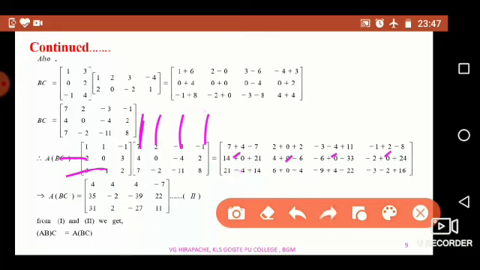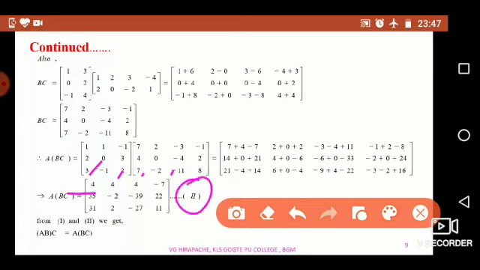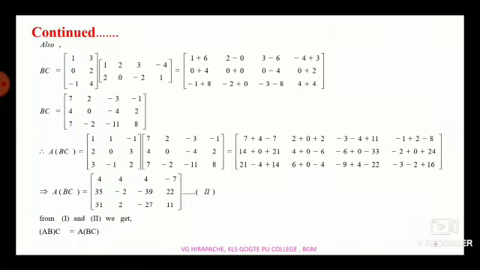Finally, we have the matrix A into BC, and the elements of A into BC are 4, 4, 4, minus 7 in the first row. Second row elements are 35, minus 2, minus 39, 22. Third row elements are 31, 2, minus 27 and 11. Let me denote this as equation number 2. From equation number 1 and 2, we can say that AB into C is always equal to A into BC. Therefore, matrix multiplication is always associative.